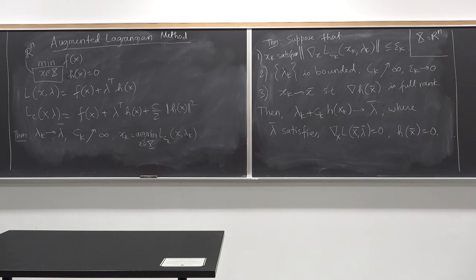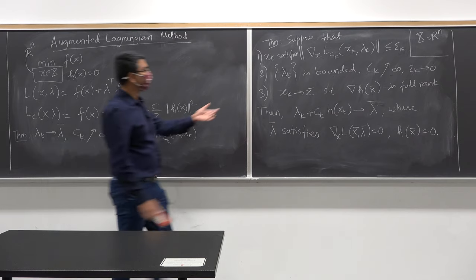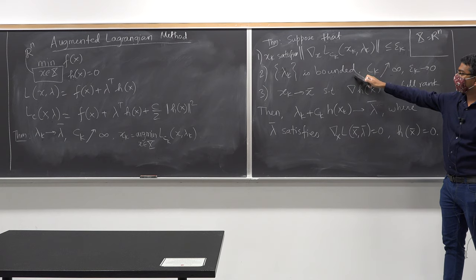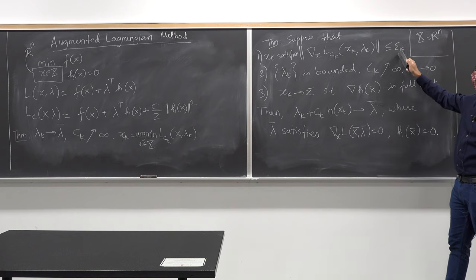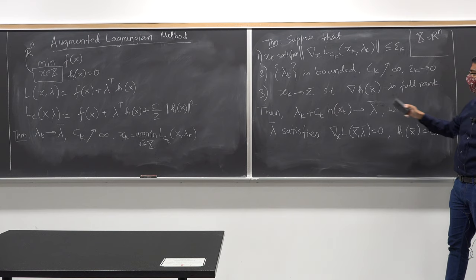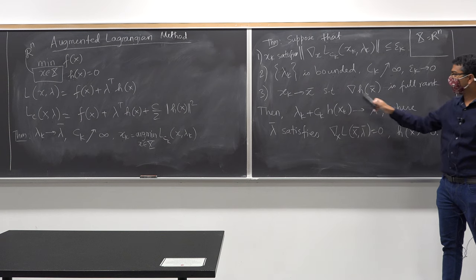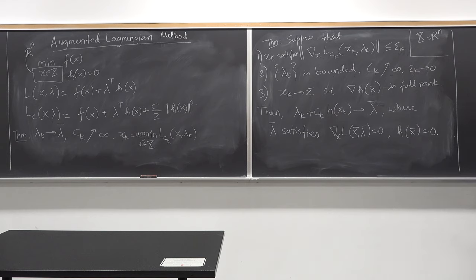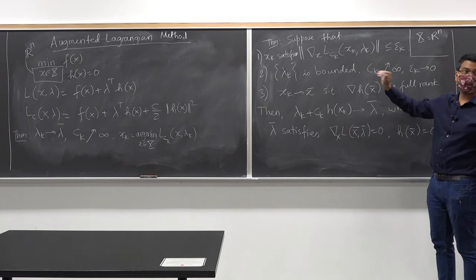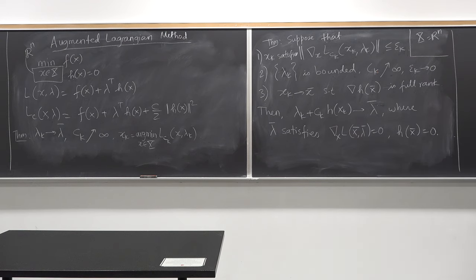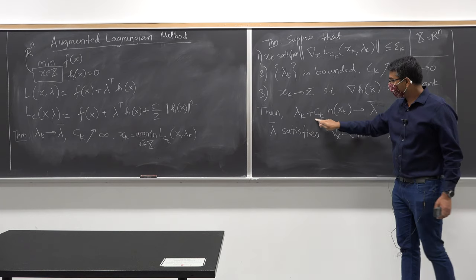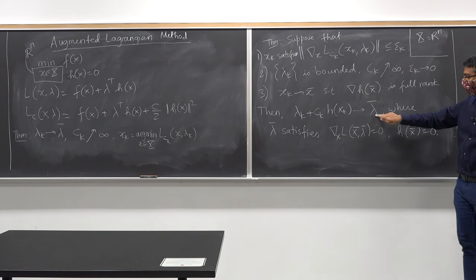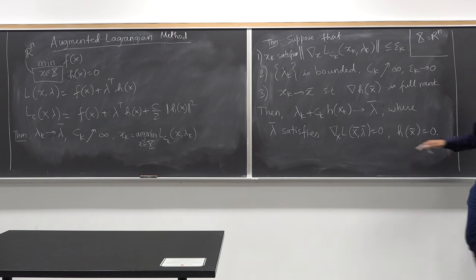Okay, so I'm not doing complete minimization, I'm just trying to compute an approximately stationary point xk. I'm picking a sequence lambda k which is bounded, I'm letting ck go to infinity, and I want epsilon k to go to zero. My algorithm is converging to a point where the gradient of h at x bar, the limit point, is a full rank matrix. It turns out that if these conditions are satisfied, which seem like pretty mild conditions and very easy to check in your algorithm, then lambda k plus ck h(xk) converges to lambda bar, where lambda bar and x bar satisfy the first order necessary conditions for optimality.